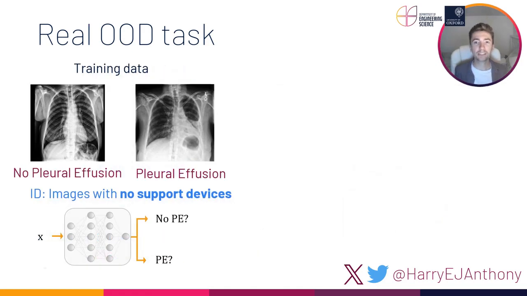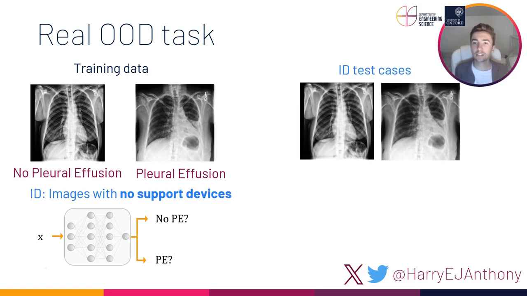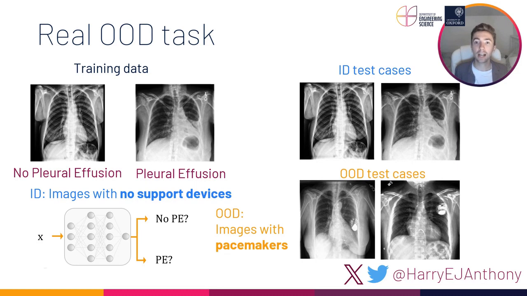We then use these manual annotations in the following way. First, we trained a model to classify between images with pleural effusion and without pleural effusion, where all images had no support devices. We then used 5-fold cross-validation for our unseen ID test cases, and we used images with pacemaker devices as our out-of-distribution test cases.